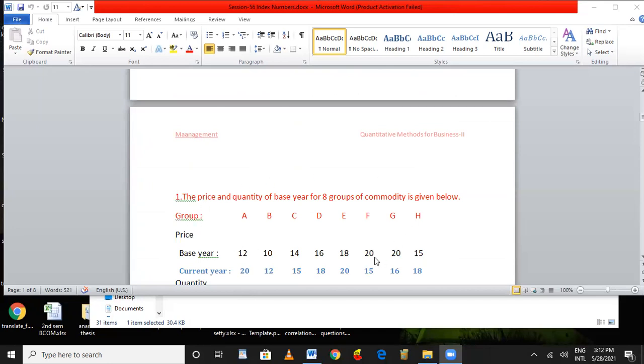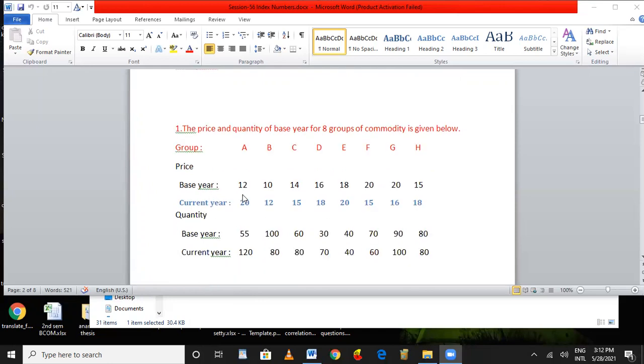Let us see one problem for Fisher's index number. The price and quantity of the base year for 8 groups of commodities are given below. Groups A, B, C, D, E, F, G, H. Base year prices: 12, 10, 14, 16, 18, 20, 20, 15. Current year prices: 20, 12, 15, 18, 20, 15, 16, 18. Base year's quantity: 55, 100, 60, 30, 40, 70, 90, 80.